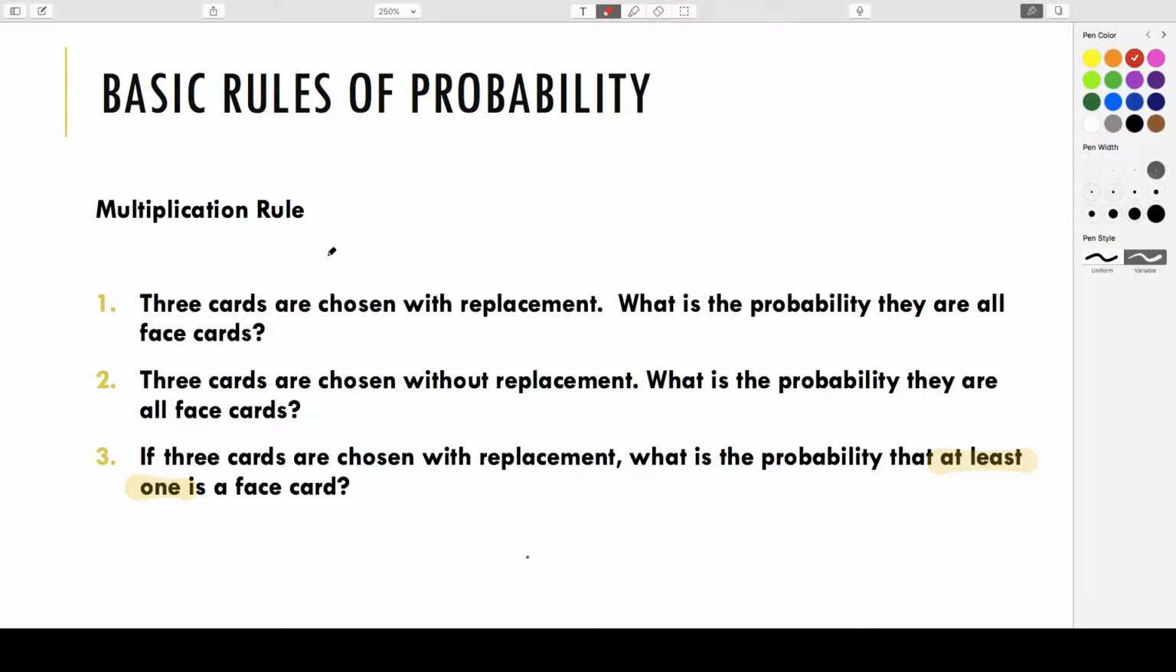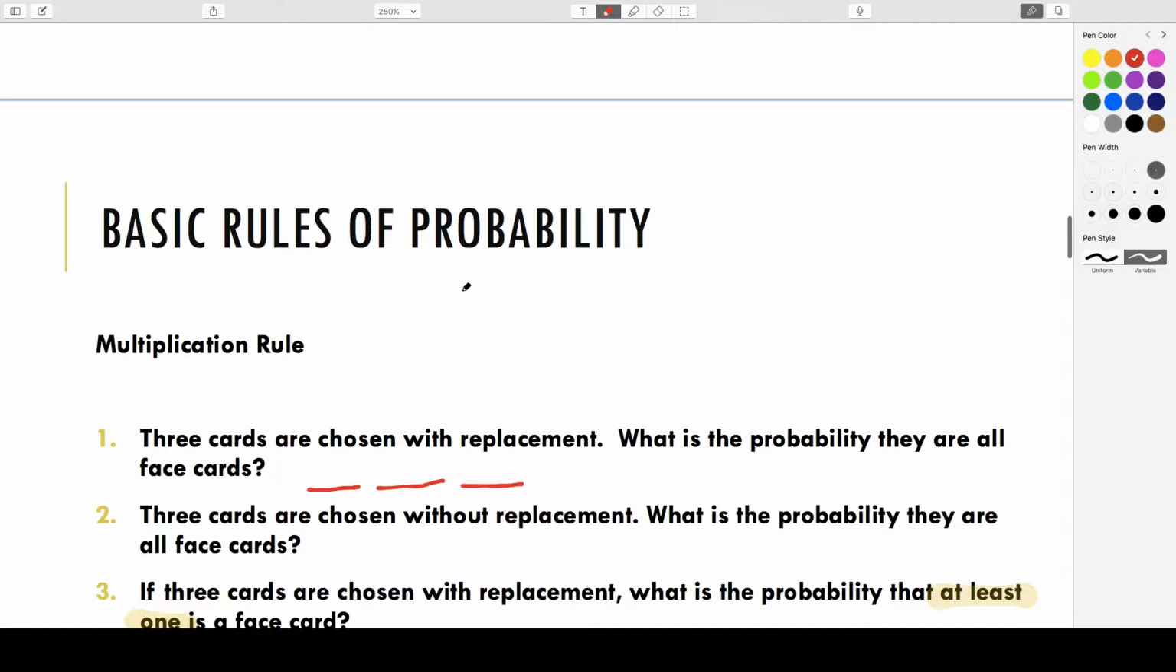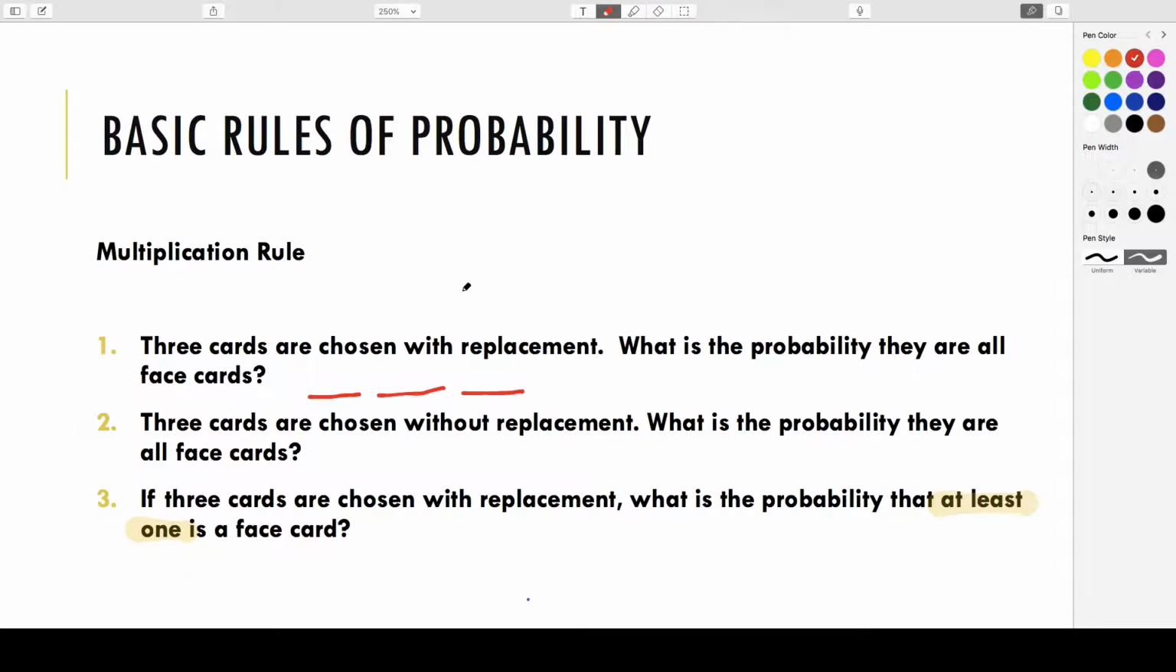So 3 cards are chosen with replacement. I'm imagining we do 3 blanks since we got 3 cards. With replacement, that's a keyword. What does that mean? Keep the denominator 52. The total stays the same, 52 at the bottom. I'm also going to be careful and make sure I'm writing notation right.